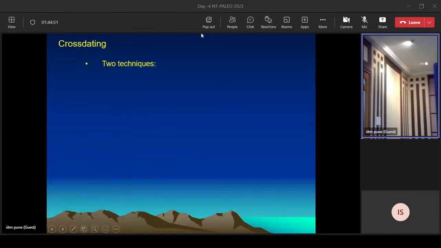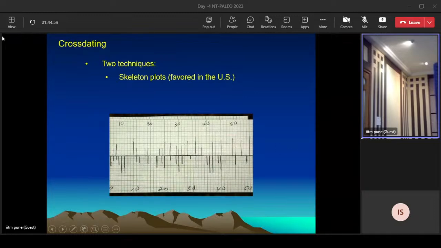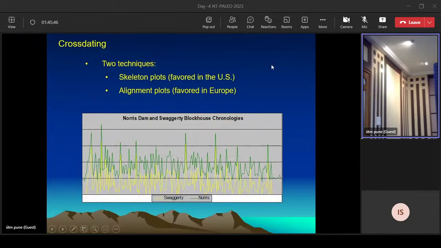Cross-dating has two techniques. One is the skeleton plot. A skeleton plot is just whatever your observation about the sample is, reflected on graph paper. Each vertical line of the graph paper corresponds to one ring, and you plot it. The narrowest ring is the longest line. If it is a very broad ring, you leave it blank. All observations, whatever you feel about the sample, you display on this graph paper. Such graph papers are prepared for all the samples, and then they are cross-matched by alignment of the plots. This is favored by European researchers.